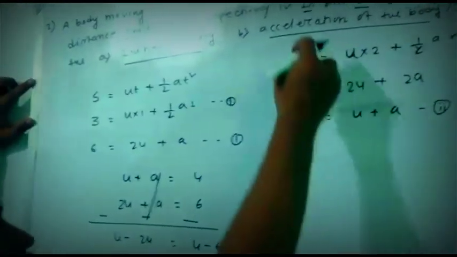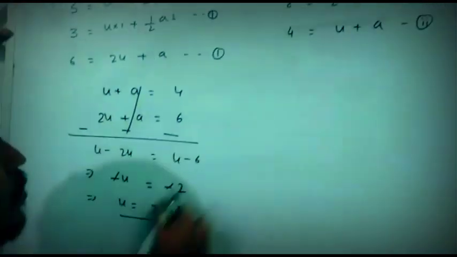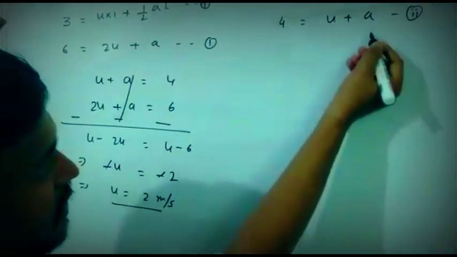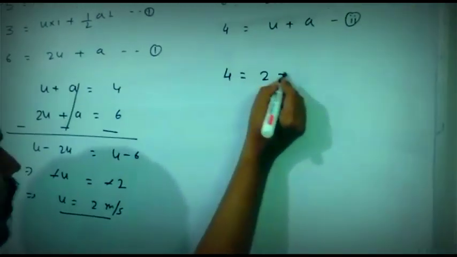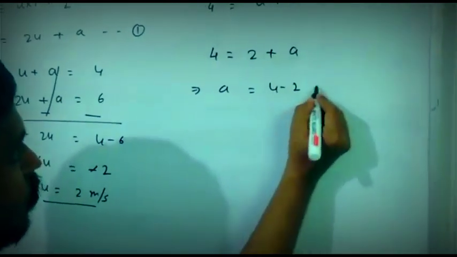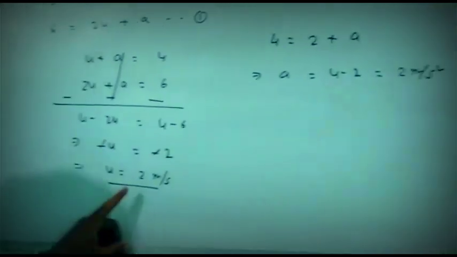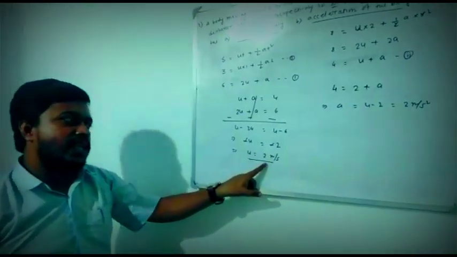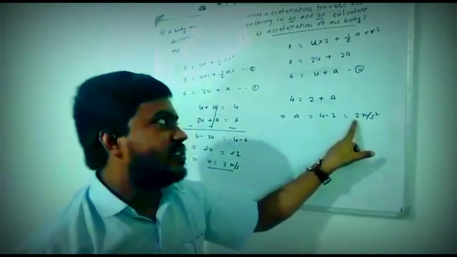Now our target: what is the value of acceleration of the body? Simply, dear students, you can put the value of U in this equation, then you can get the result. What is the value of A? So 4 equals 2 plus A, then A equals 4 minus 2, that is equal to 2 meter per second squared. Now students, the initial velocity is 2 meter per second, and acceleration equals 2 meter per second squared.